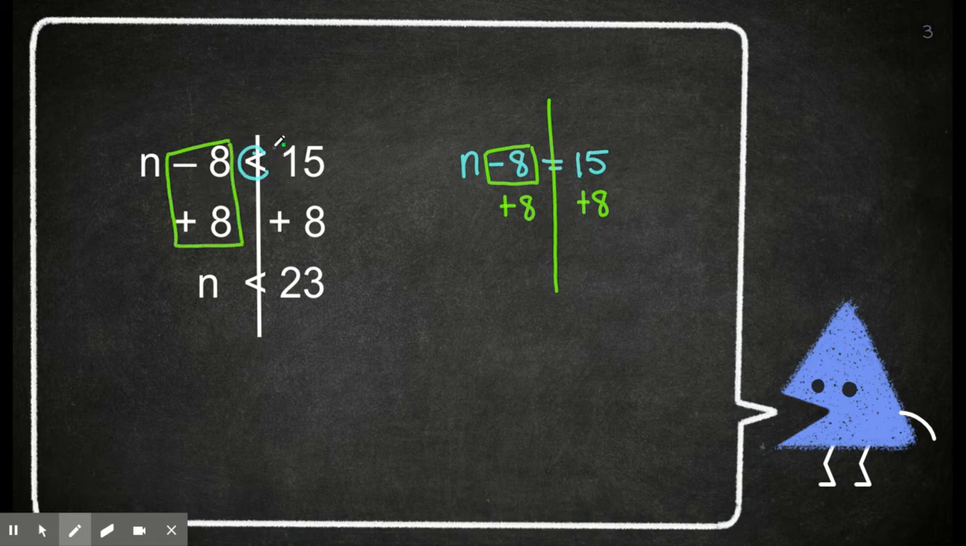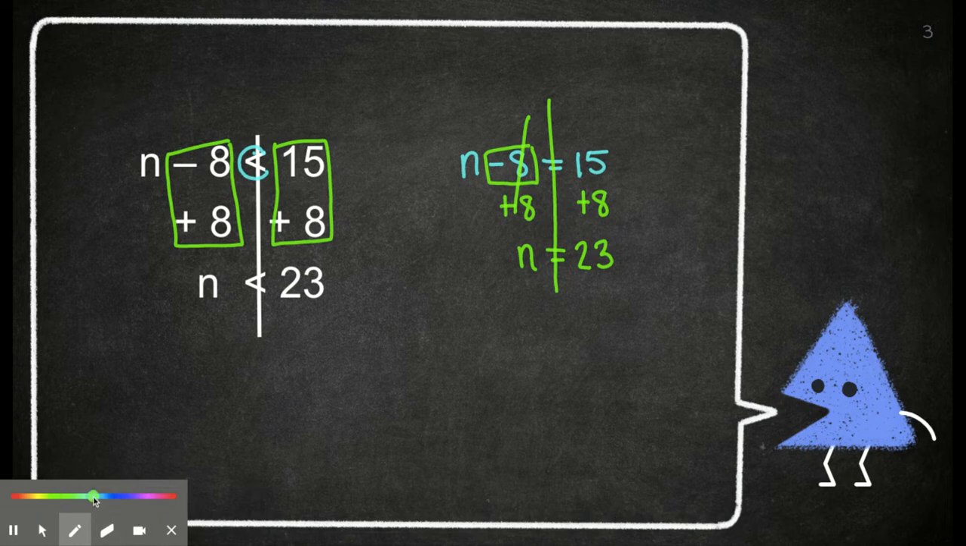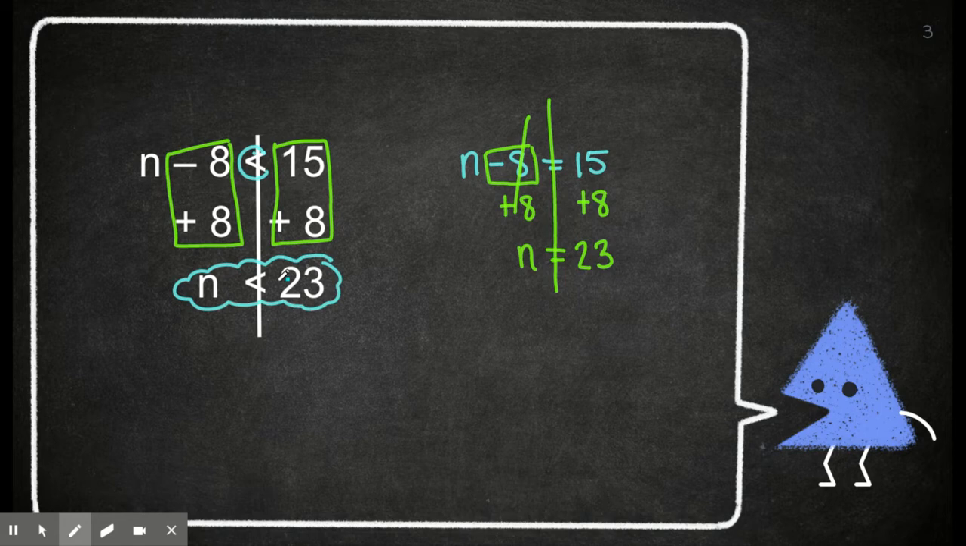Whatever you do to the left, you need to do to the right. So they did 15 plus 8. You get n by yourself, and 15 plus 8 is 23. The same thing would happen over here. These would cancel, n is by itself, and this would just equal 23. So n would have to be 23 within an equation. But over here with inequalities, n could be anything as long as it's less than 23. But the process itself is identical.